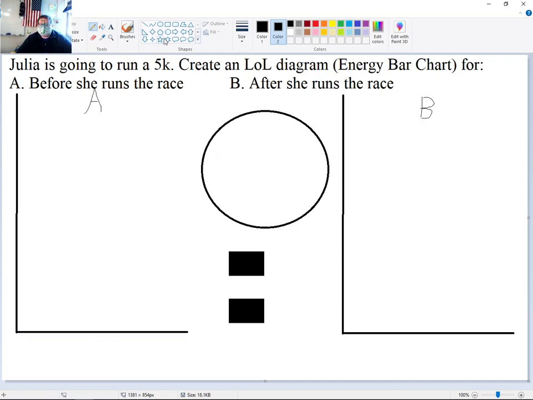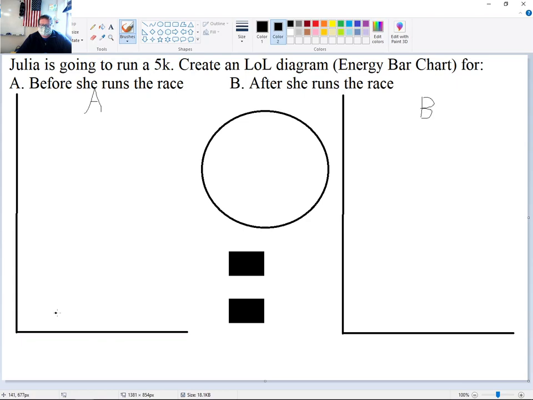So the way I approach these is I would look at what are the types of energy. So we're going to make a closed system. The next question is, what are the types of energy we need in this scenario? What kinds of energy are going to be changing during this race? So I usually think about it, okay, what kind of energy does she have before, and what kind of energy is it after?